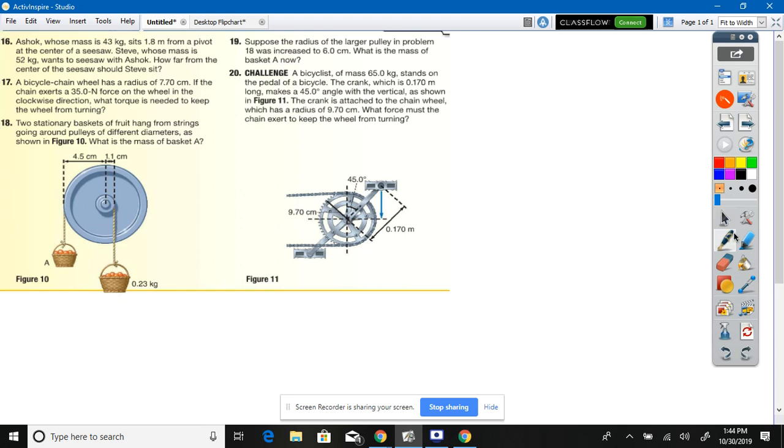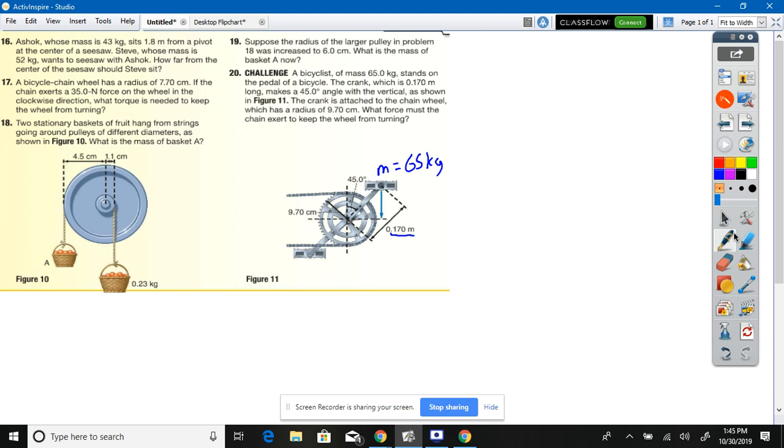Okay. So this problem asks you about this bicycle pedal. The mass on top of this is 65 kilograms, okay? So it stands on the bicycle pedal. Now, look, if you stand on the bicycle pedal when it's like that, are you generating the maximum amount of force? You're not. It's not the maximum amount of torque at all. So the crank, you're drawing this. So the crank right here, the actual pedal itself is 0.170 meters, okay? And it makes a 45 degrees.